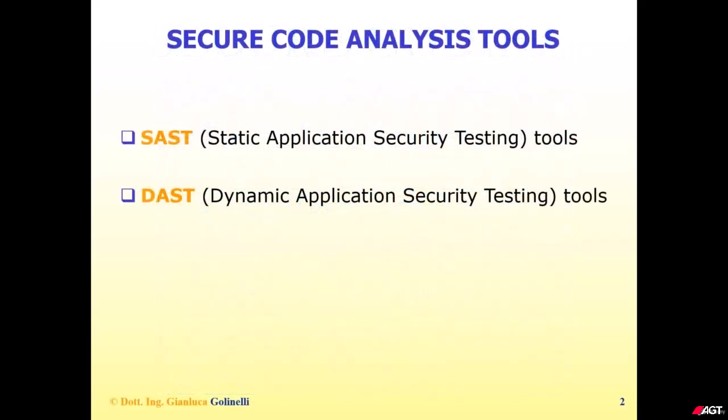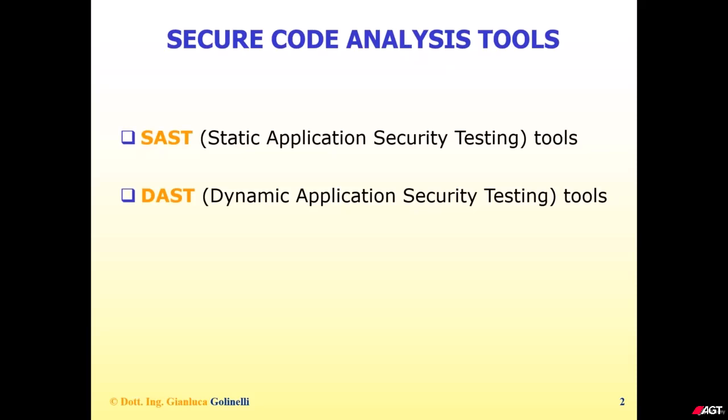In this lesson, I will talk about security static code analyzers. The security analysis tools can be divided into two categories, the SAST tools and the DAST tools. The SAST tools are static application security testing tools. The DAST tools are dynamic application security testing tools.